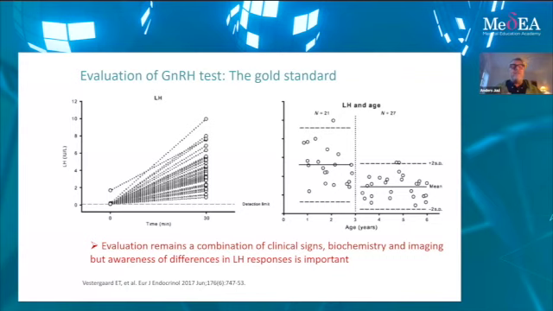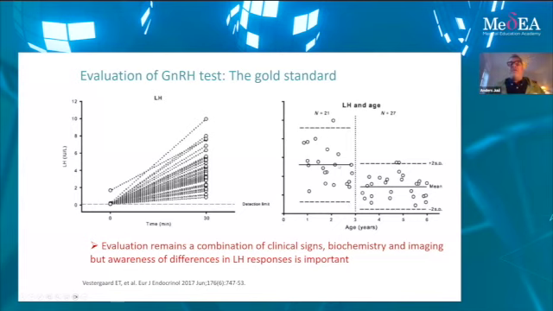So if you look at the left side of this graph, you will see the rise in LH during a GnRH test. And these 1 to 6 year old girls were all prepubertal, with no signs of puberty, and all reproductive hormones were suggestive of a prepubertal girl. And here you see the rise in LH in these prepubertal girls.